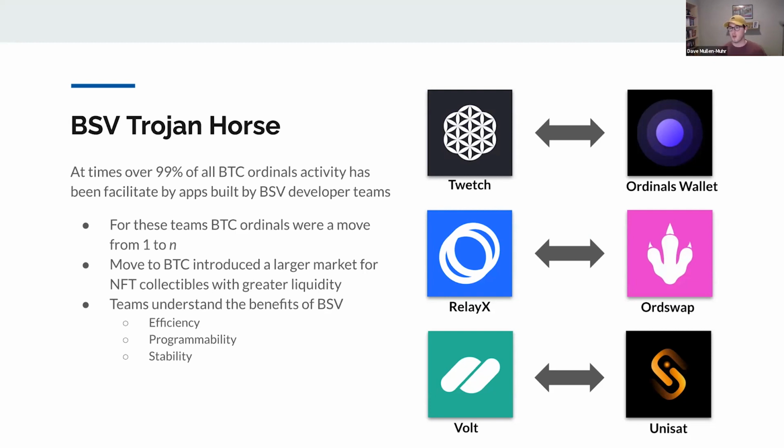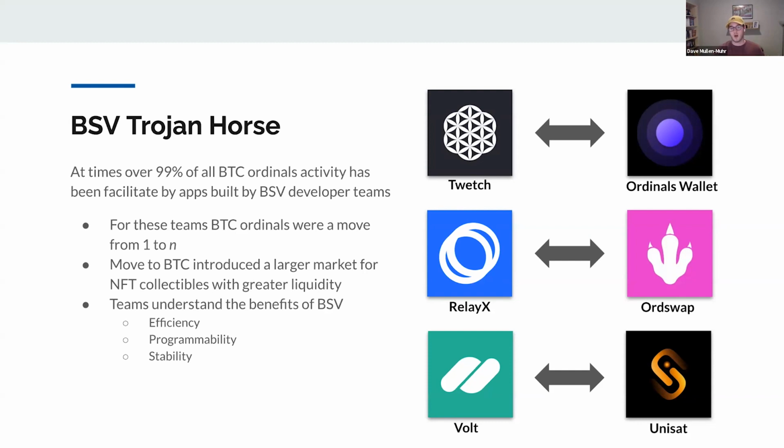So the Twetch team is working on an Ordinals wallet in addition to Twetch. RelayX is working with OrdSwap, and Volt is now Unisat. So for these teams, BTC Ordinals really were kind of a move from one to N. They already had knowledge of exciting things you could do on Bitcoin through BSV. And once the window is there to execute that on BTC, they did so. And this was a great move from a business perspective, as there's a much larger market for NFT collectibles with more liquidity on BTC currently.